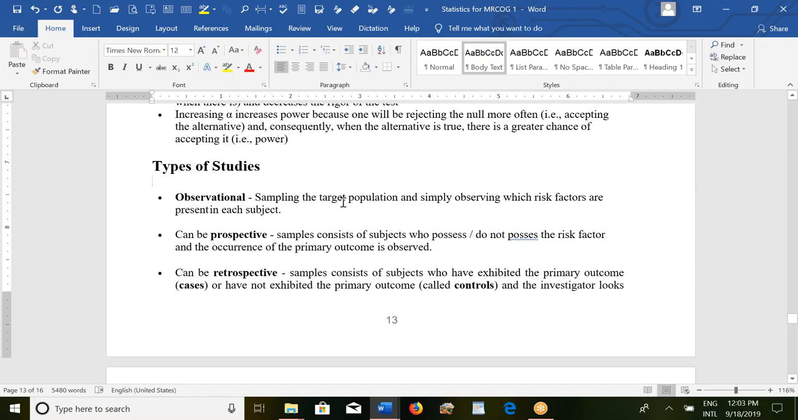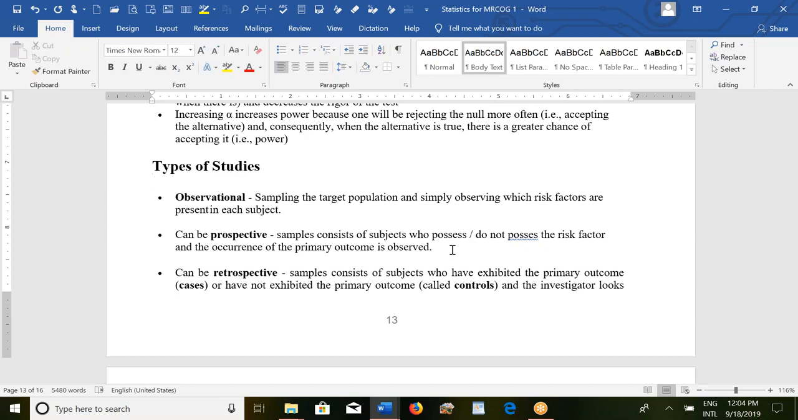Observational studies: sampling the target population and simply observing which risk factors are present in each subject. Then studies can be prospective. Samples consist of subjects who possess or do not possess the risk factors, and the occurrence of the primary outcome is observed. You are going into the future, okay? They will have risk factors, and then you will see whether, with the risk factors, they develop disease in the future or not. Like the people are smokers, so you will see later how many of them develop lung cancer or heart disease.